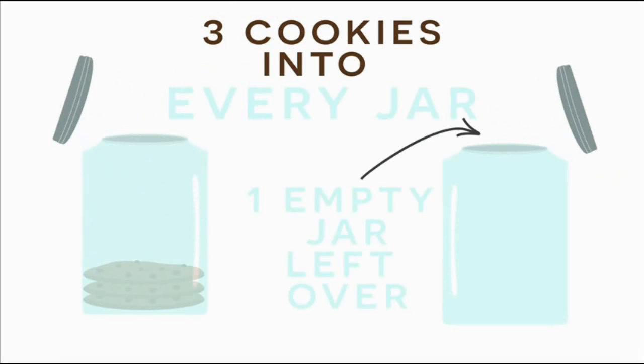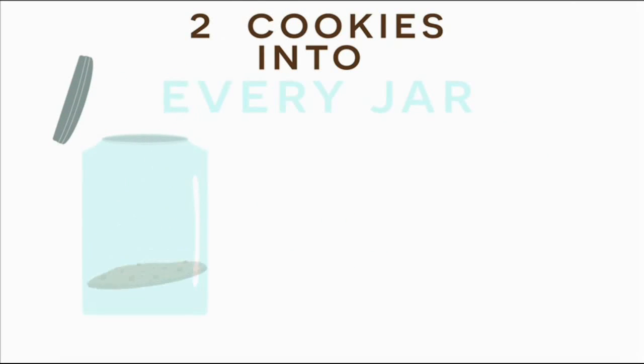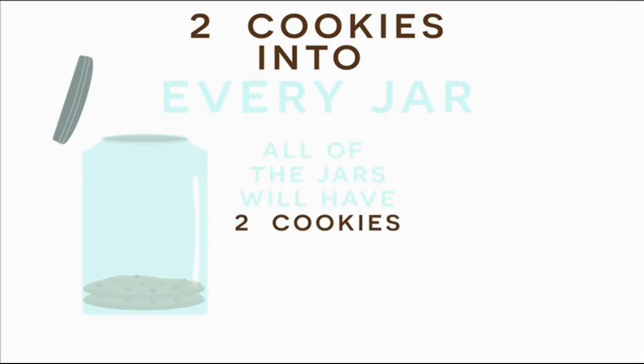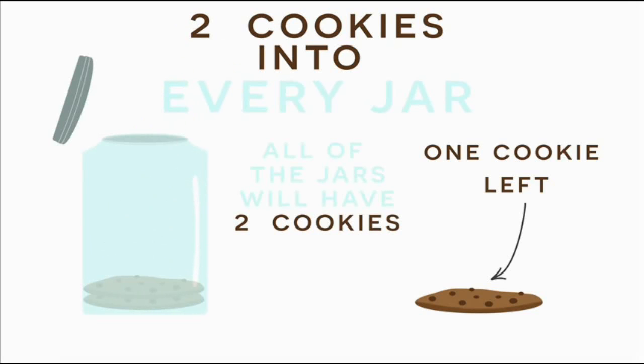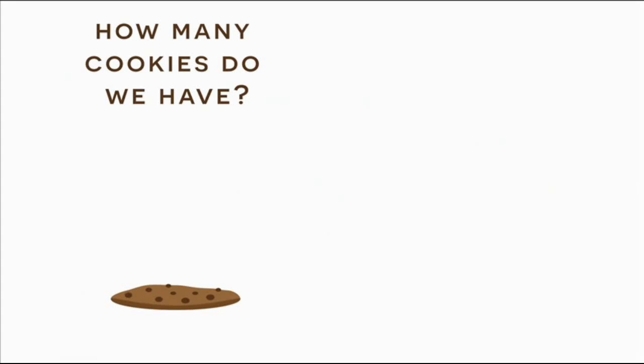Also, what we do know is that if we put 2 cookies into every jar, then all of the jars will have 2 cookies in them, and there'll be 1 cookie that's left over. So given this information, the question for this word problem is, how many cookies do we have and how many jars do we have? So take your time, work on the problem, take out a piece of pen and paper if you need to, and I will show you the solution in 5 seconds.